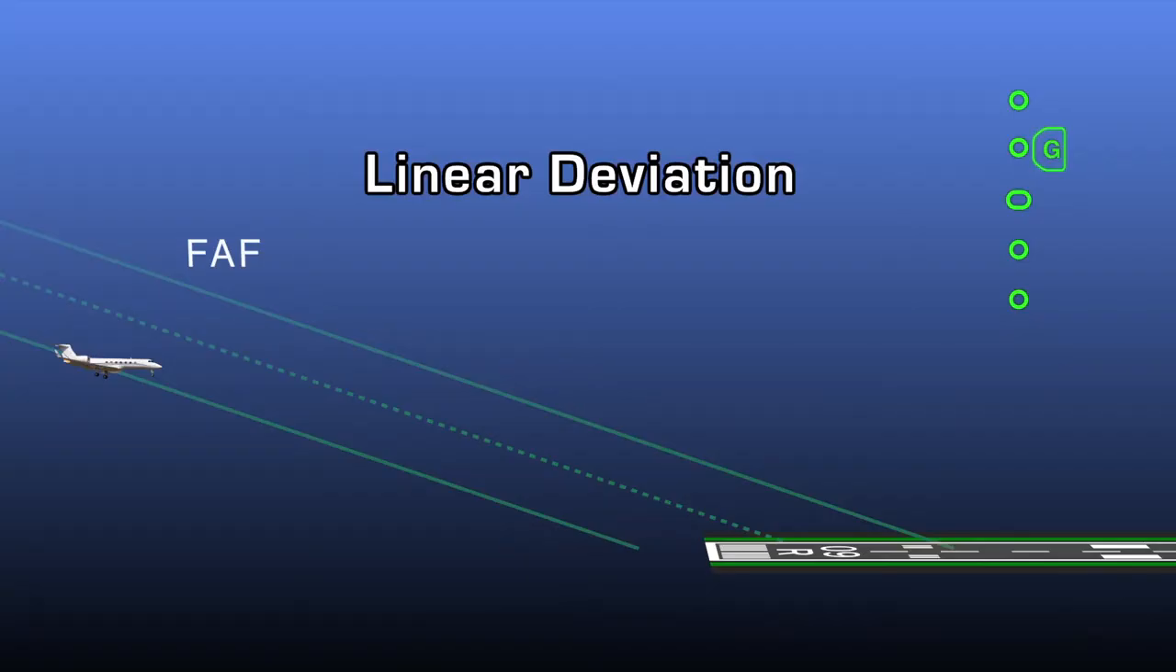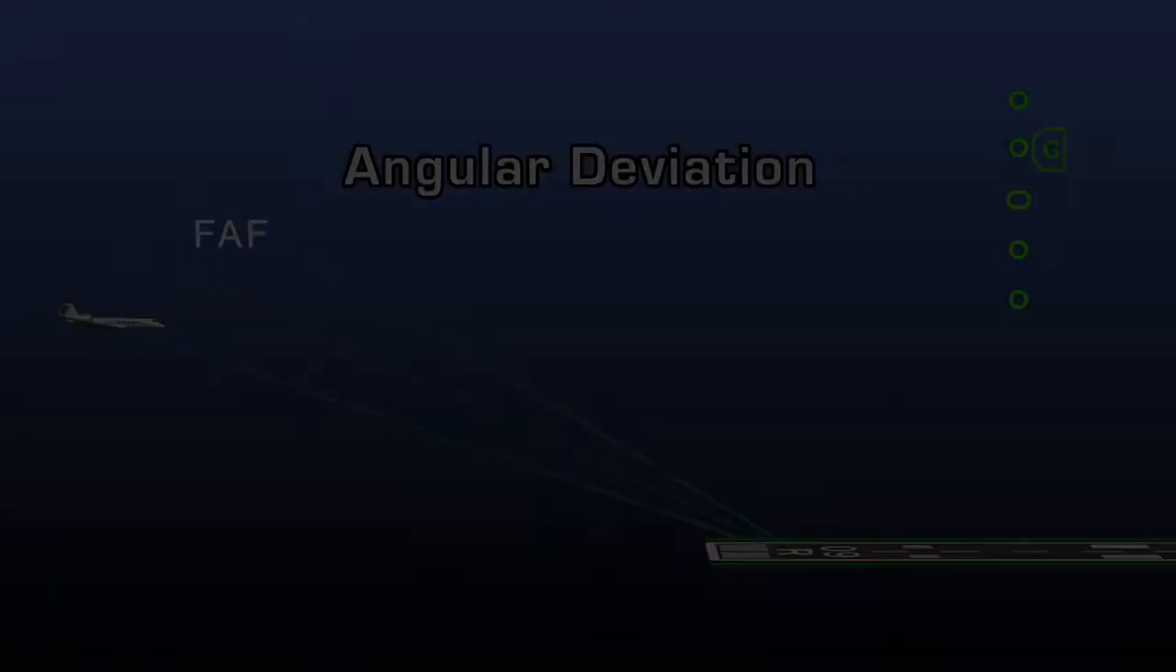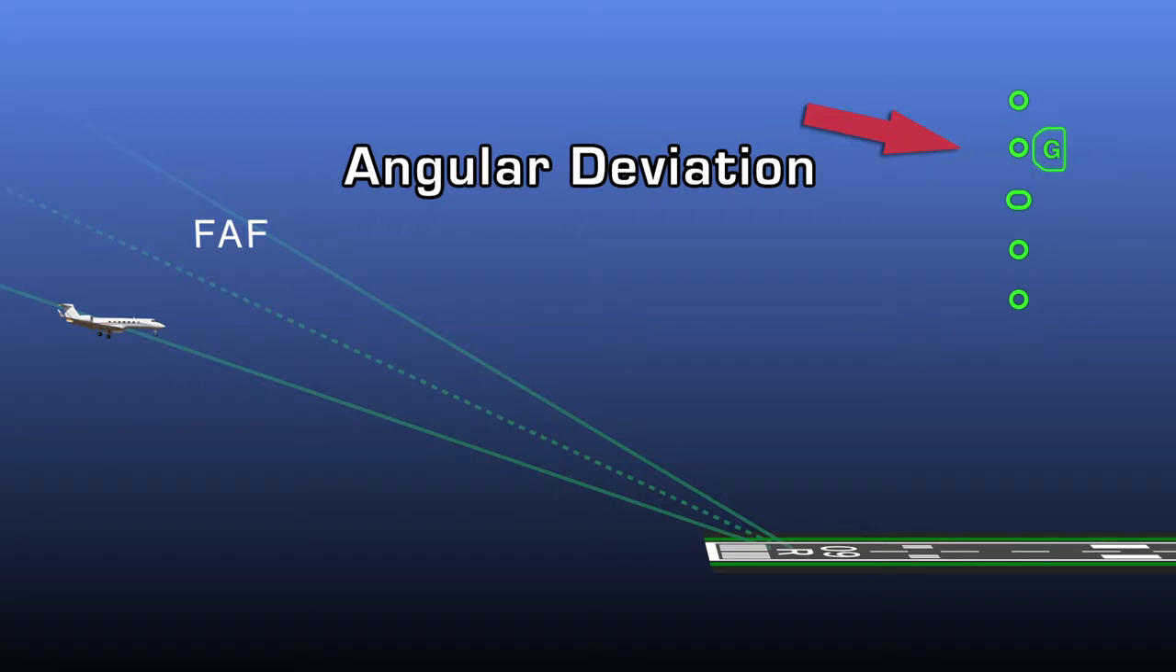To explain further, on an approach using linear deviation, a 1 dot deviation can equal 75 feet at the final approach fix and 75 feet at the runway, whereas on an approach using angular deviation, a 1 dot deviation can be equal to approximately 180 feet at the final approach fix, but only 36 feet at minimums.